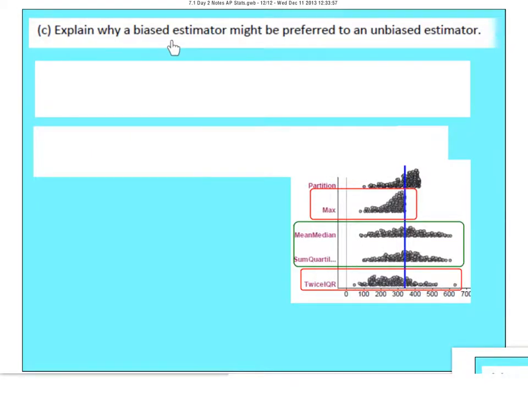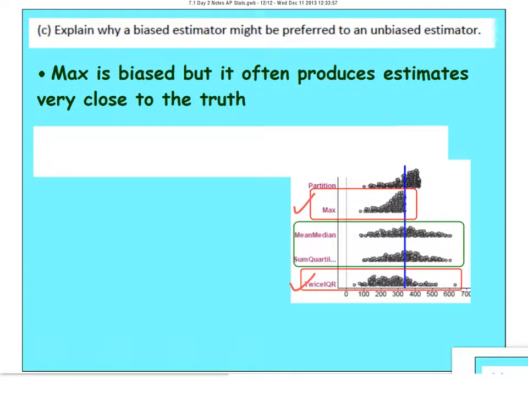Now in part C, explain why a biased estimator might be preferred to an unbiased estimator. So keep in mind the biased estimators we said were these 2. Why might we prefer those over the mean, median, or the quartile method in this case? I think highlighting the maximum scenario here, again, we know the blue line is the true population answer, but look at all of the results for the maximum. Most of the results are actually close to it. So we might prefer the maximum in this case over something that is considered unbiased because it often produces estimates very close to the truth.